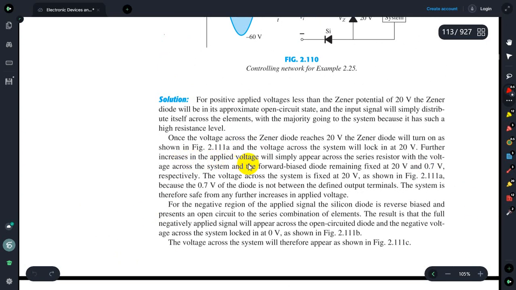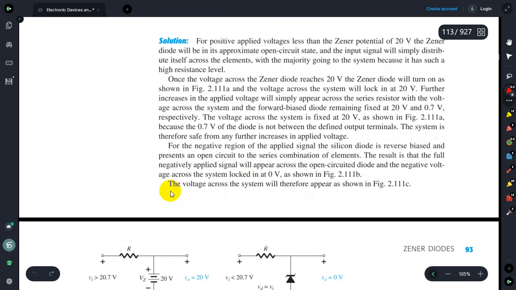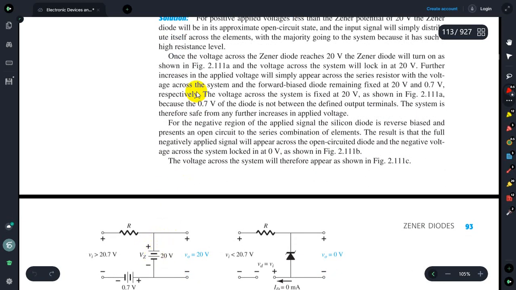Further increase in the applied voltage will simply appear across the series resistor, with the voltage across the system and the forward biased diode remaining fixed at 20 and 0.7 volts respectively. The voltage across the system is fixed at 20 volts, as shown in the figure. Look over here: this is 20 volts because the 0.7 volt of the silicon diode is not in the defined output terminal, so it will be locked at 20 volts. The system is therefore safe from any further increase in applied voltage.